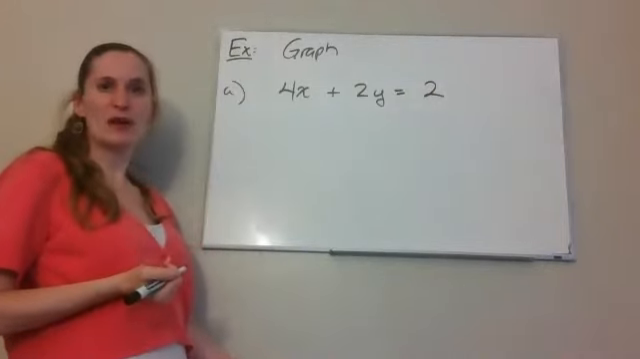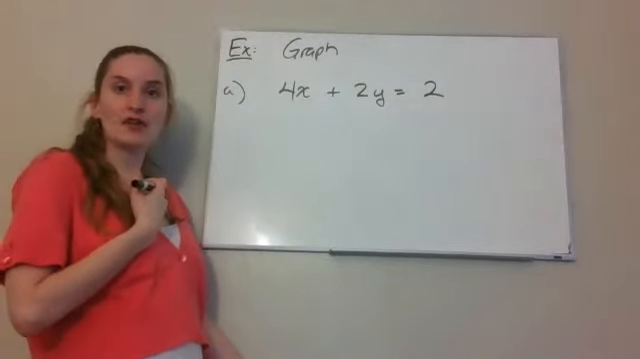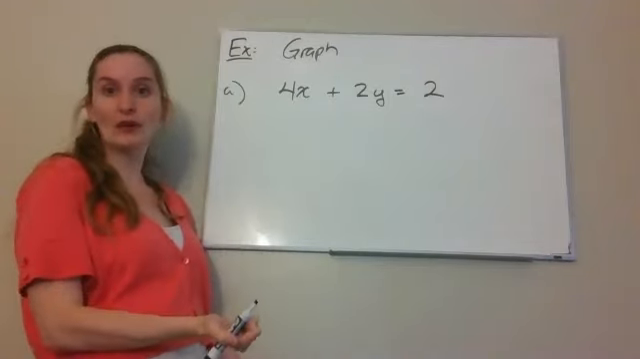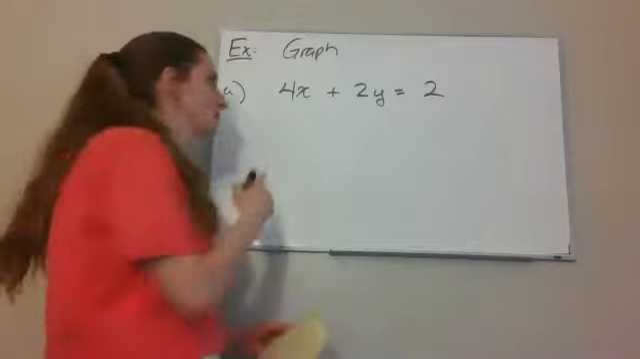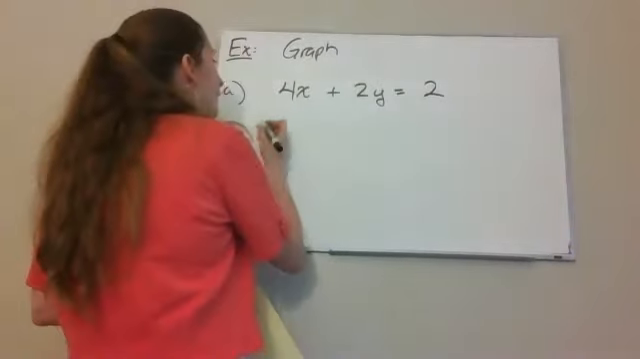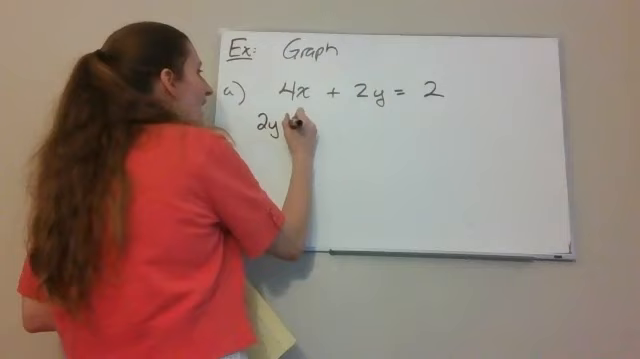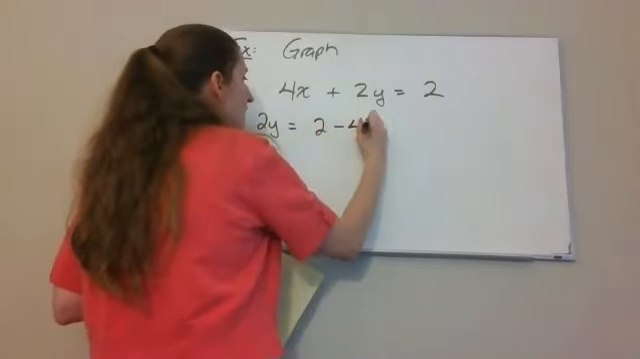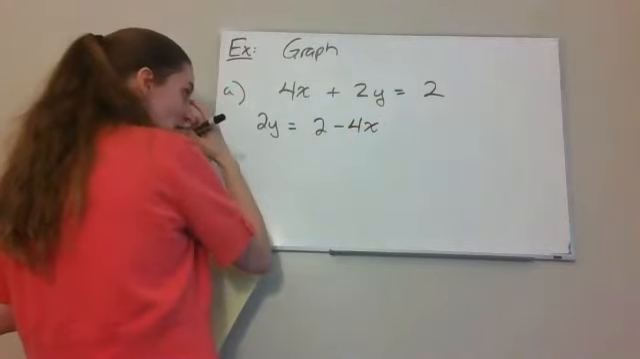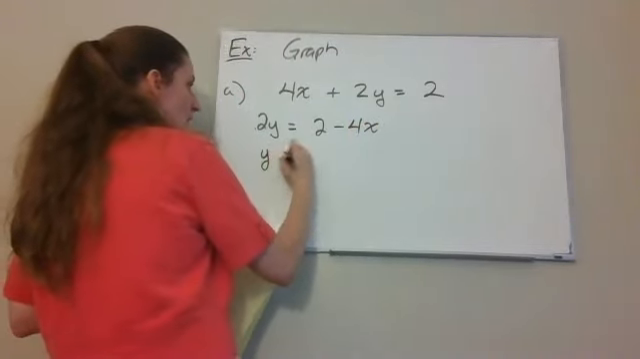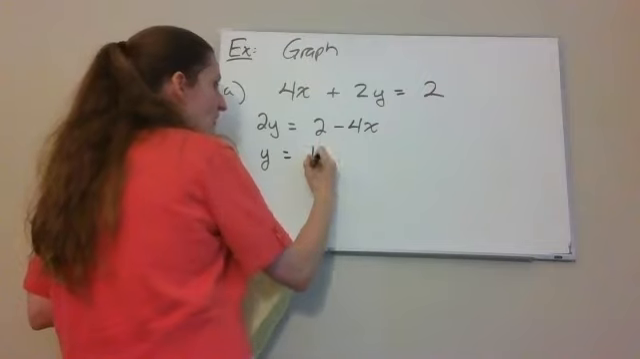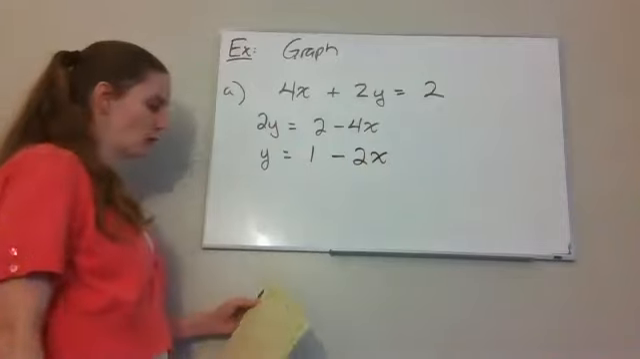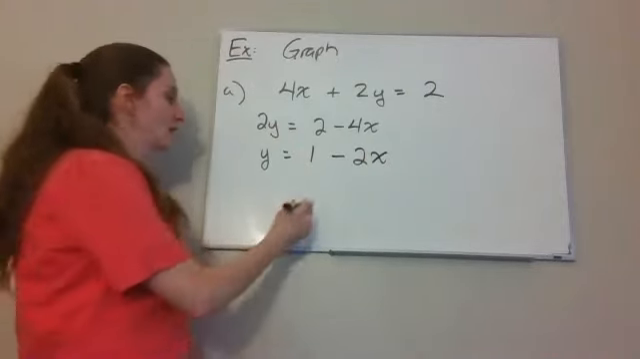And there's a lot of different ways to do so. I'm going to graph it by solving for y and then creating a table of points that I can plot and connect. So if I solve this for y, I can subtract the 4x to the other side, and then I can divide everything by 2. So 2 divided by 2 is 1, and 4 divided by 2 is 2. So I get y equals 1 minus 2x.